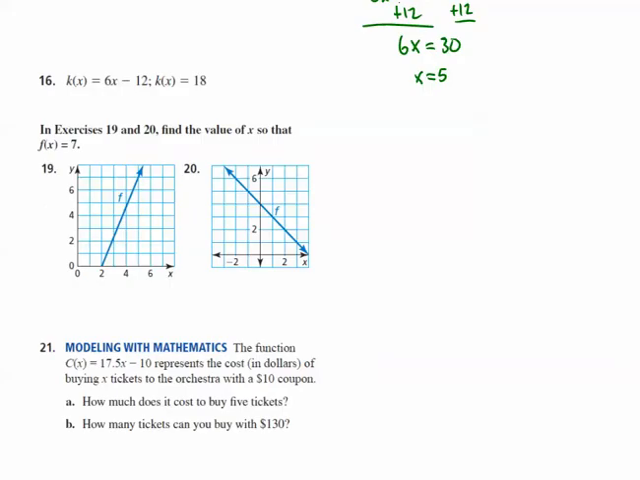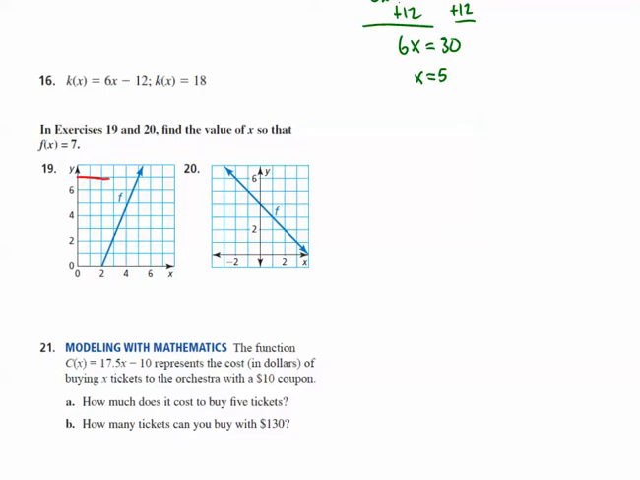All right, then with number 19 and 20, what we're trying to do is the same exact thing, but instead of being given a function definition, we're given a graph. And we want to find out what the value of x is when f of x equals 7. That means when y is 7. So that's simply asking, what is the value of x when y is 7?